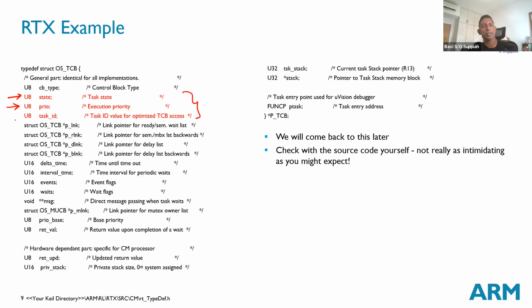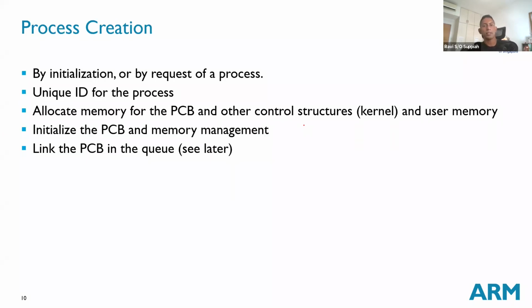This task ID is the one that is used to keep track of the particular task within the OS. Now let's look at the whole idea of process creation. So when you create a process, what happens? When you create a process, you are assigned a new ID. You are allocated memory for the process control block, and the process control block is initialized and is linked in the queue.